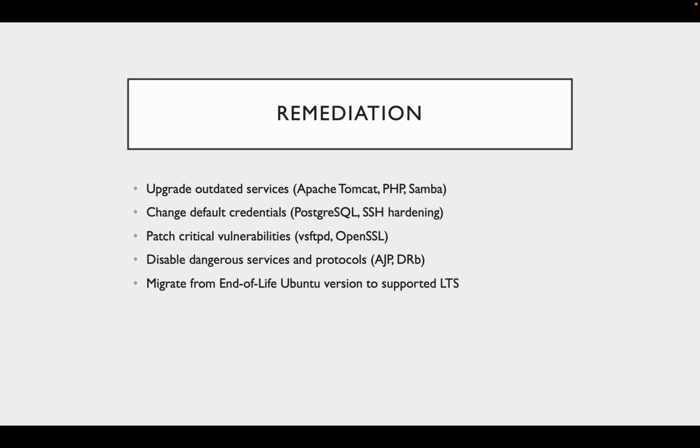So some of the recommendations or remediation steps to address these vulnerabilities: first would be to upgrade all outdated services such as Apache Tomcat, PHP, and Samba to their latest supported versions. The second would be to change all default credentials, particularly the PostgreSQL one. The third would be to harden or patch critical vulnerabilities. The fourth would be to disable dangerous services and protocols such as AJP and DRb. And finally, migrate from the end-of-life Ubuntu version to a supported LTS.